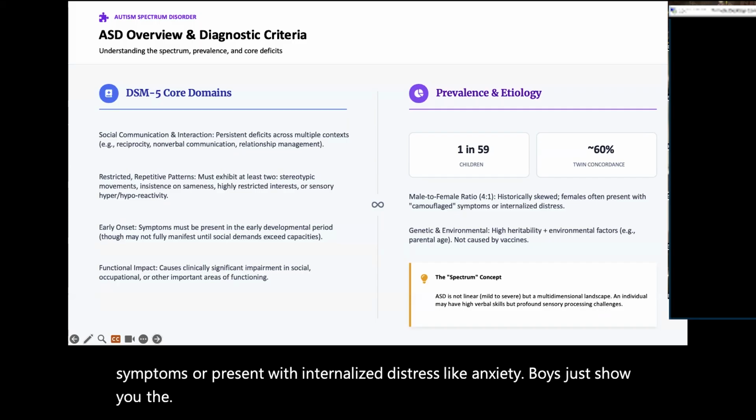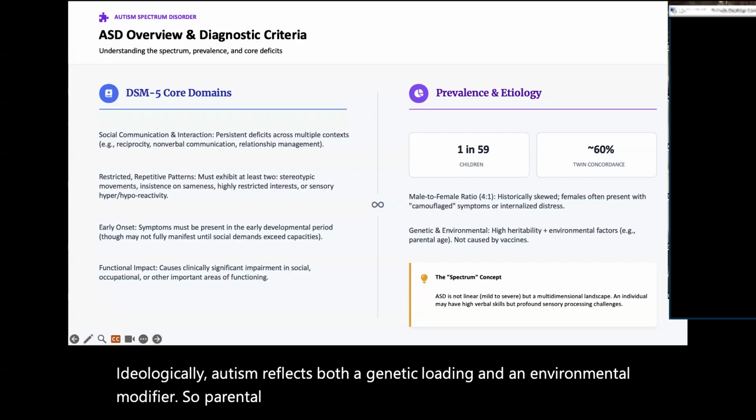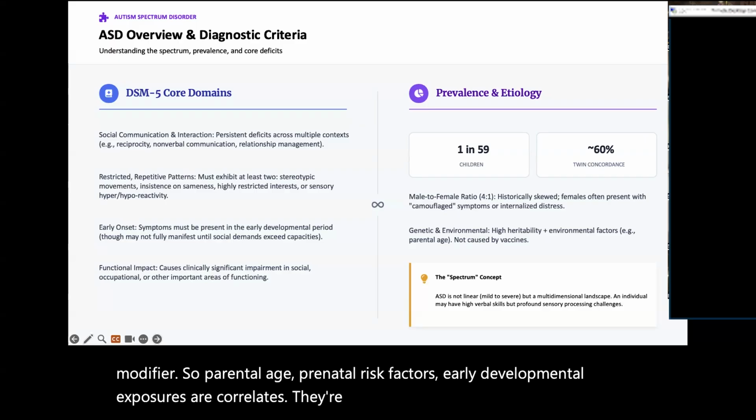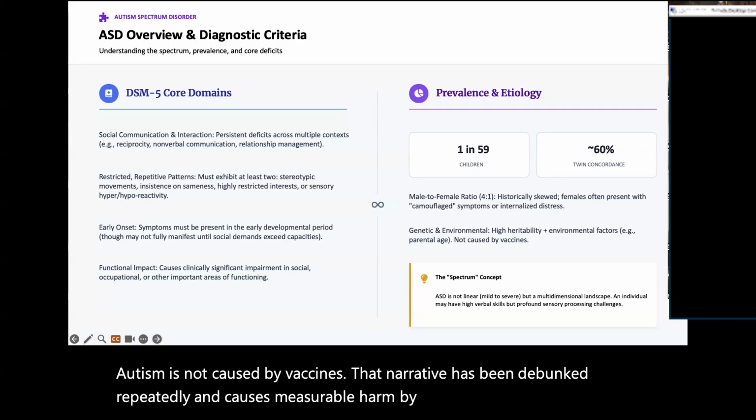Etiologically, autism reflects both a genetic loading and an environmental modifier. So parental age, prenatal risk factors, and early developmental exposures are correlates. They're not causatives, they're correlates. Autism is not caused by vaccines. That narrative has been debunked repeatedly and causes measurable harm by delaying proper diagnosis and treatment.